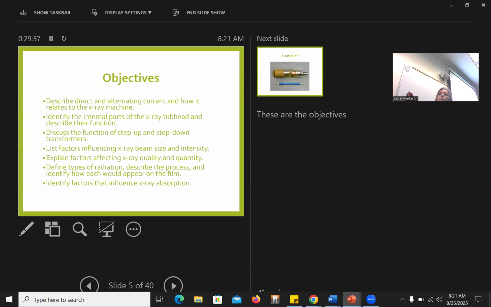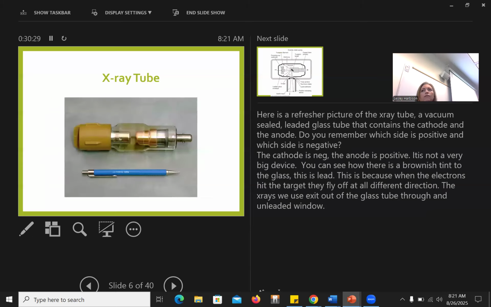So with describing the types of radiation and the process, that's going to be very similar to how we had to memorize characteristic and Bremsstrahlung, although this time it's referring to interaction with matter. So now, instead of talking about what's happening at the tungsten target, we're talking about what's happening at a cheek or at a tooth or at a bone or whatever. But the images are very similar. It's kind of a similar way that you'd memorize those.